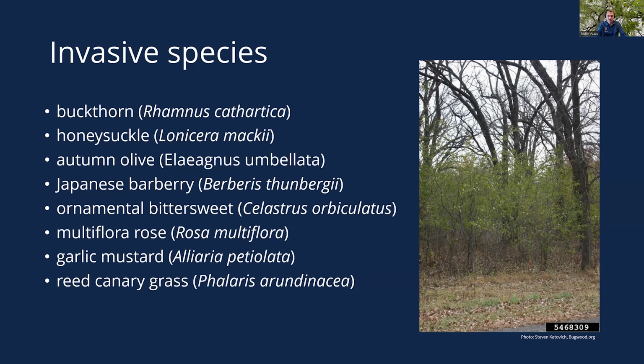And then multiflora rose, garlic mustard, and canary grass are all more herbaceous types of invasive species that can be problematic and may not necessarily be easy to eradicate as a woody species might. They might linger and persist longer term, and you might need multiple rounds. It might not just be an initial site preparation that you can use to get rid of those. You might need sustained efforts over time to address them.